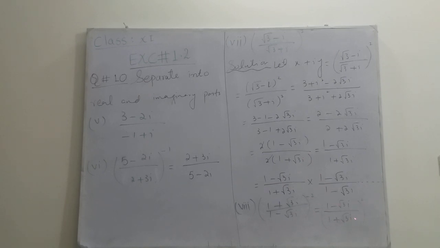And then we will solve it by using the same method, that is first taking their separate squares and solving it, finally multiplying and dividing by the conjugate of the denominator complex number, and then finally getting the value of the real part, which will be shown by x, and the imaginary part by y.